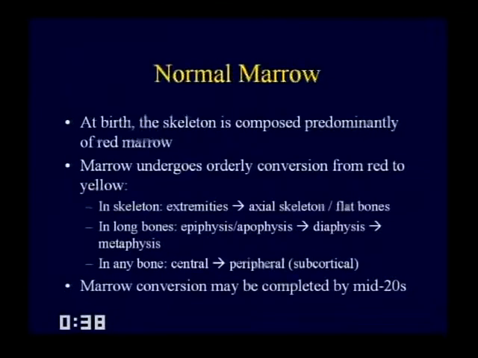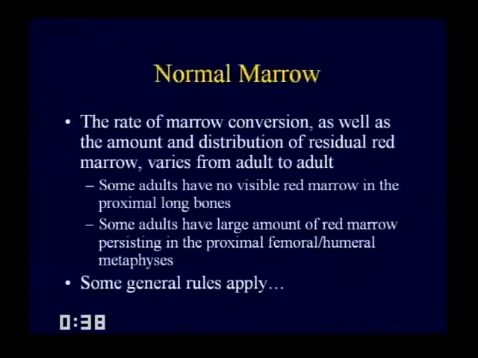Now, this marrow conversion may actually be completed by a patient's mid-20s. The rate of conversion, as well as the amount and distribution of residual red marrow, is going to vary from adult to adult. Some adults will have no visible red marrow in the proximal long bones, whereas others will have quite a bit of red marrow persisting in the proximal femur and proximal humerus in the metaphyses. So how do you know what's normal and abnormal? We'll use some general rules.